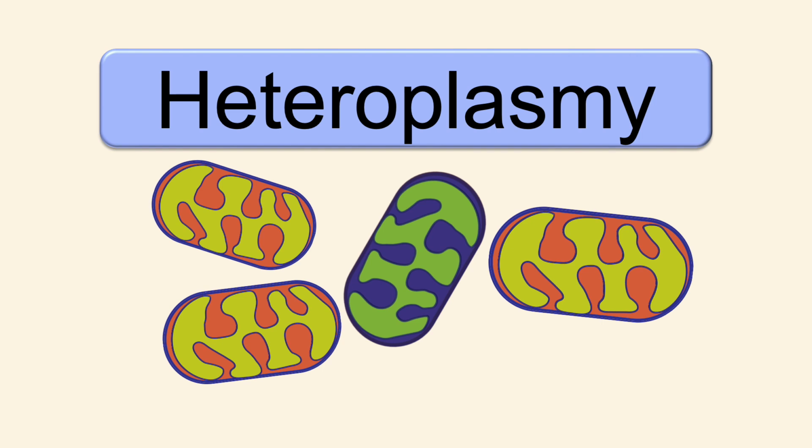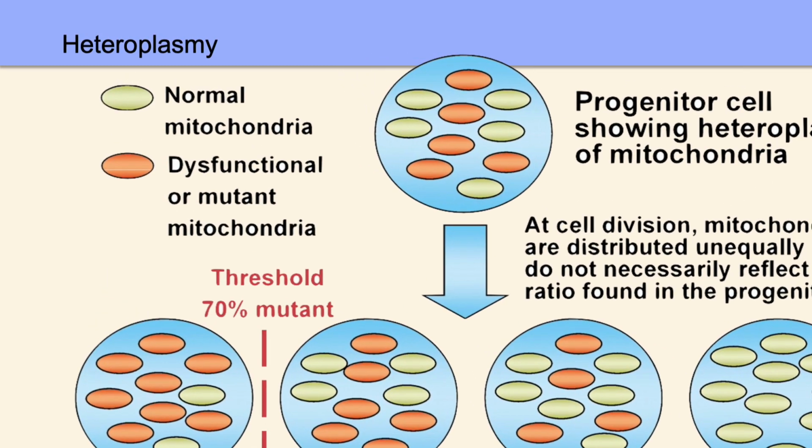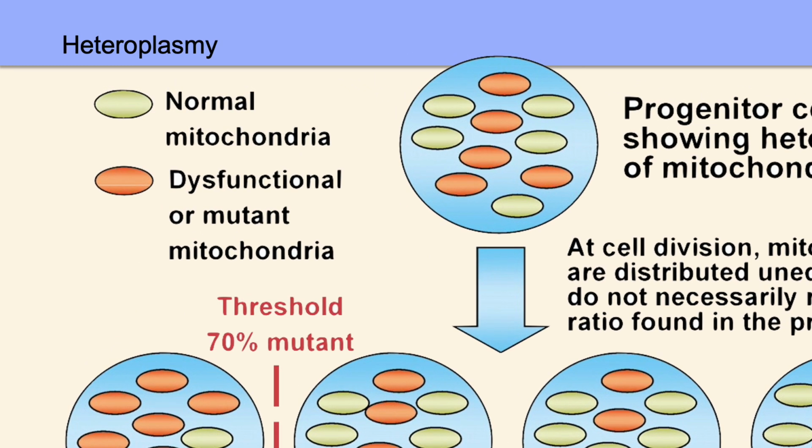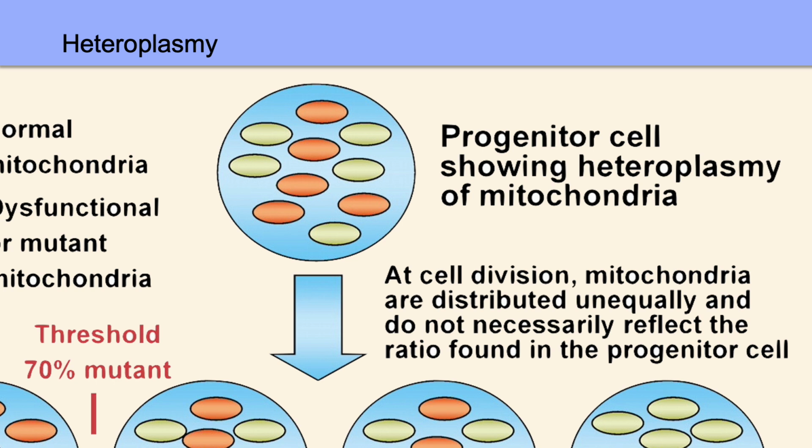First, I'll give an overview of heteroplasmy so that we're all on the same page. I know most of you will be familiar with heteroplasmy, so I'll be very quick in this overview. Here's a cell depicted as a blue circle, and within this cell we have heteroplasmy because we have a mixture of normal mitochondria, shown in green, and dysfunctional mutant mitochondria, shown in orange. As this progenitor cell undergoes cell division, we expect that the mitochondria will be redistributed in the daughter cells randomly or stochastically.